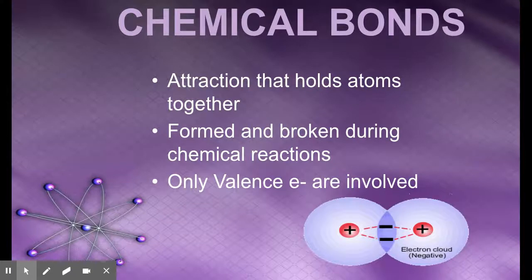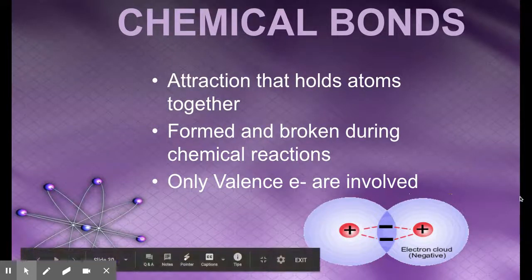Okay, so we know that chemical bonds are the attraction that holds your atoms together. These can be formed or broken in chemical reactions, and only the valence electrons are involved, unless we're talking about a metallic bond. Metallic bonds, we touched on a little bit last class, but they have a different set of rules for bonding because they involve the outermost shell and the next one in. So everything else, we're just talking about the outer shell electrons.